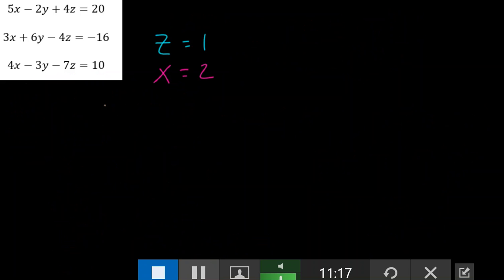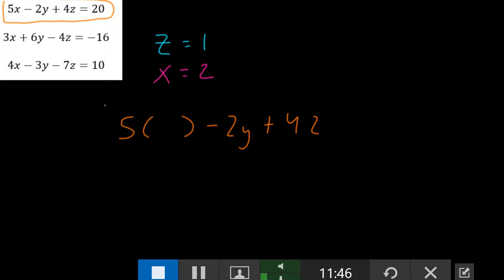Okay, y'all, so now we know that z is equal to 1, x is equal to 2, and look, you go back to your original 3 equations, and now we can choose any one of those 3 to find our y value. Personally, as I look at them, I feel like this one is probably going to be the easiest. So let's go ahead, we're going to write it in orange. We'll write 5x, and use parentheses for everything, minus 2y, plus 4z is equal to 20.